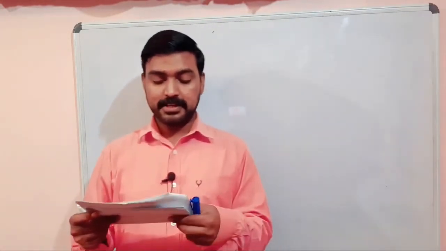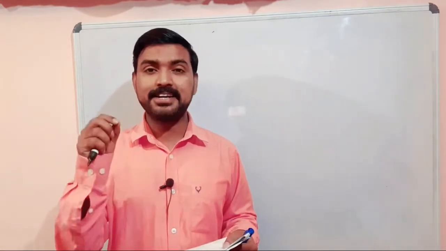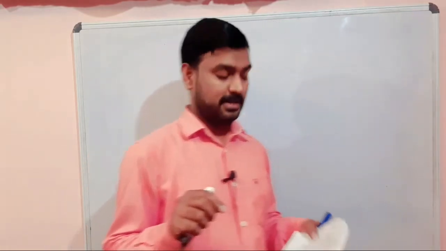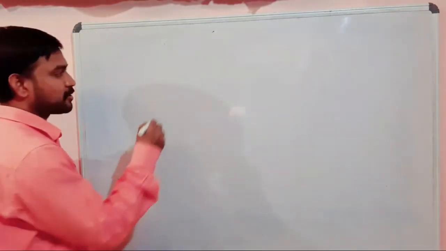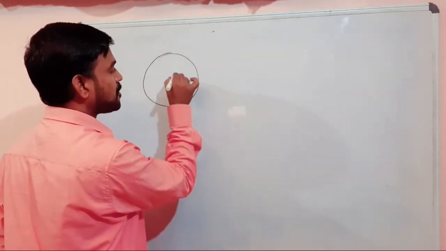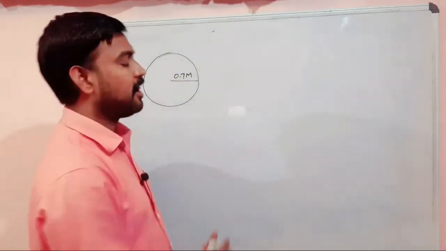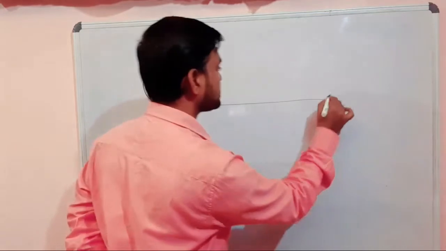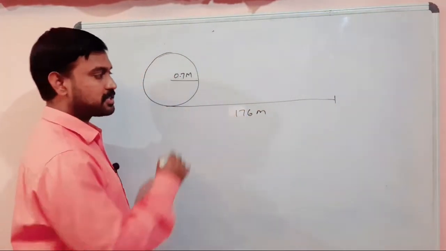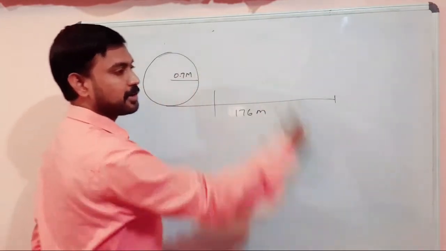What is the question? The number of revolutions made by a circular wheel of radius 0.7 meter in rolling a distance of 176 meter. The question is based on a wheel having radius 0.7 meter. What is the radius? 0.7 meter, which is rolling. What is the distance it is rolling? 176 meter. So the question is, what will be the number of revolutions? How many times will it rotate?